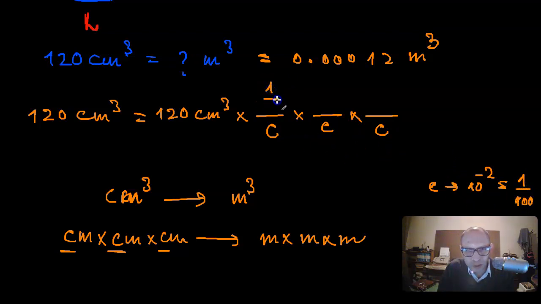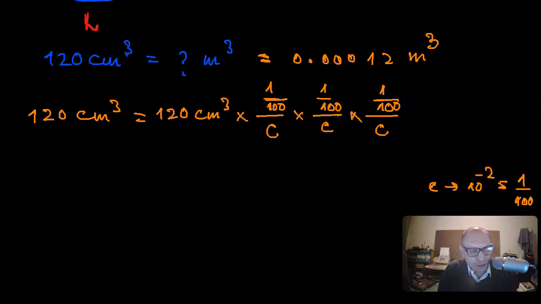So then, that means that this is 1 over 100 over centi. Over centi, you have 1 over 100. And over centi, you have 1 over 100, right? And remember that 1 over 100 is the same thing as centi, which means that the value of this whole fraction is 1. The value of this is also 1. The value of this is also 1, meaning that I have multiplied this 120 cubic centimeter 3 times by 1, which remains the same. So I haven't changed anything here.